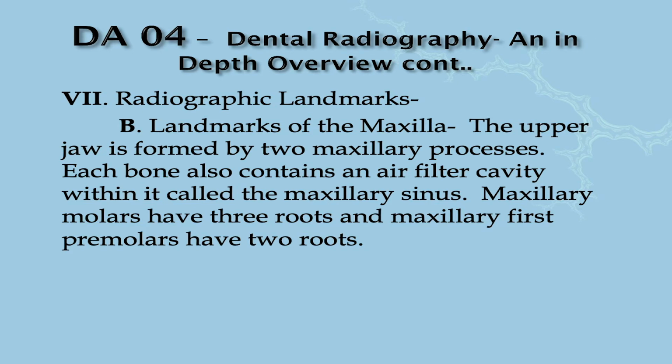So landmarks in the maxilla, the upper jaw, is formed by two maxillary processes. Each bone in the maxilla has little air-filled cavities called sinuses in them. The maxillary molars have 3 roots. The maxillary premolars have 2 roots. So often, these different landmarks in the maxilla, if they are actual bone and roots, can look more radio-opaque, whereas the sinus will look more radiolucent.